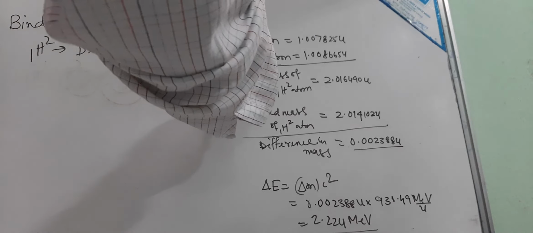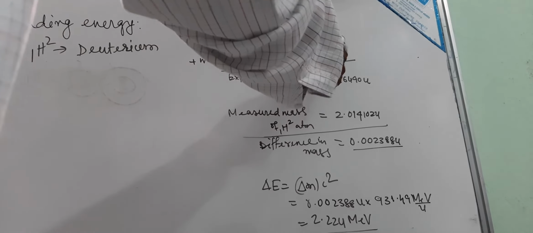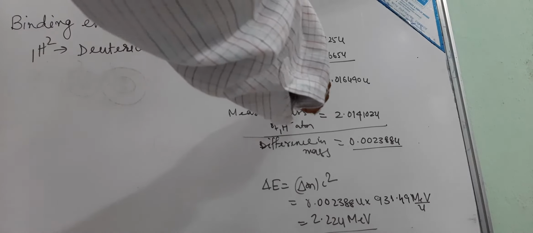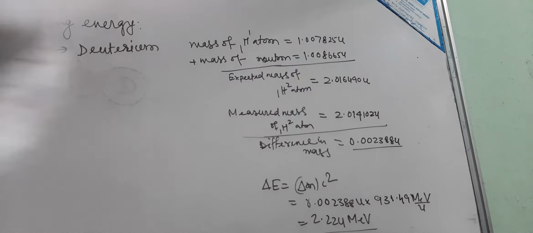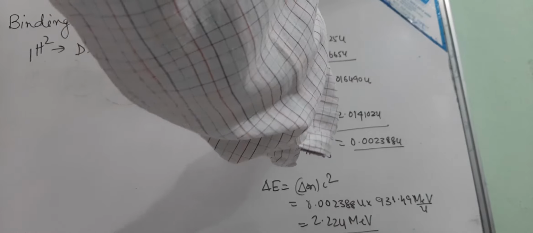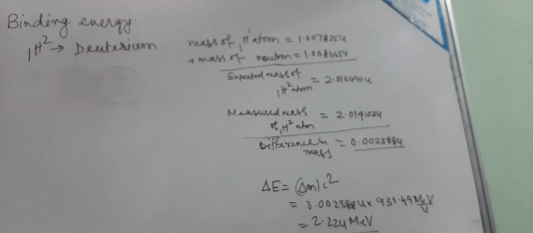As you know, the mass of the one hydrogen atom, that is 1H1, equals 1.007825 unified mass, plus the mass of the one neutron, that is 1.008665 unified mass, and the mass of the neutron is greater than the mass of the proton. So if you add these two, the expected mass becomes 2.016490 unified mass, and the measured mass of the 1H2 atom is 2.014102 U.